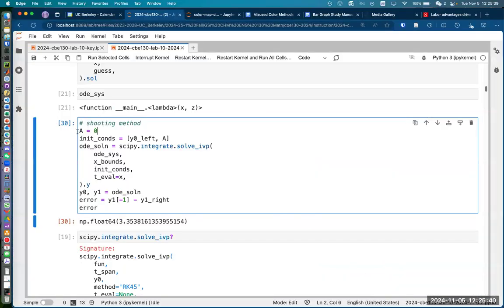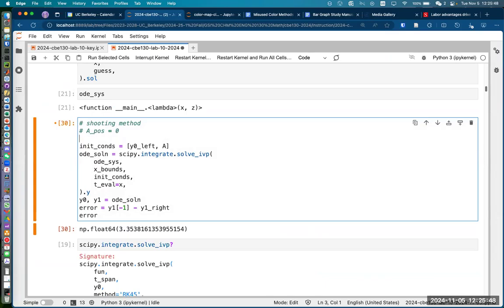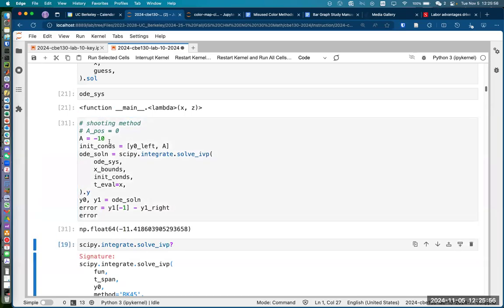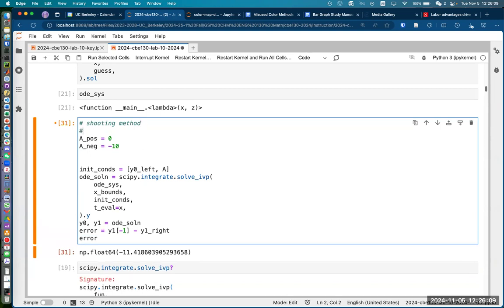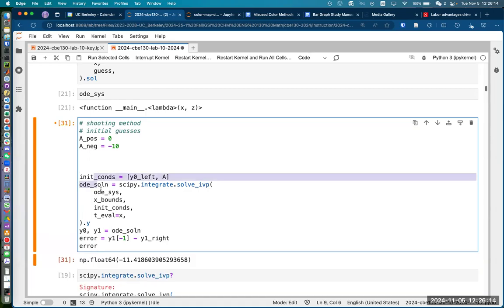In this case, I tried A is equal to 0, and we found a positive error. So I'll say this as A positive. And now the task is to find some A that's making the error negative. So I'll just try some values, -10. Okay, this is negative. So I can assign this as our initial guess of A negative. Okay, and I want to iterate the A here. So these are the initial guesses. And then I want to iterate all of these by changing the A.